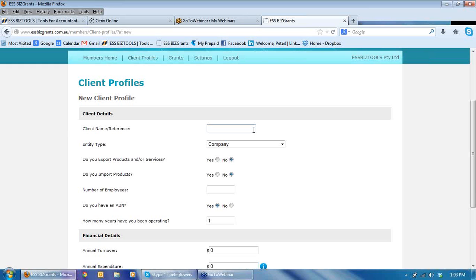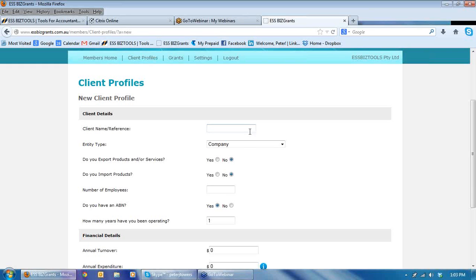Please remember we are using cloud technology, so if you've got concerns about your client data being in the cloud, please use a number. We do recommend that you leave the data in the system so that next year it's a lot easier to update.